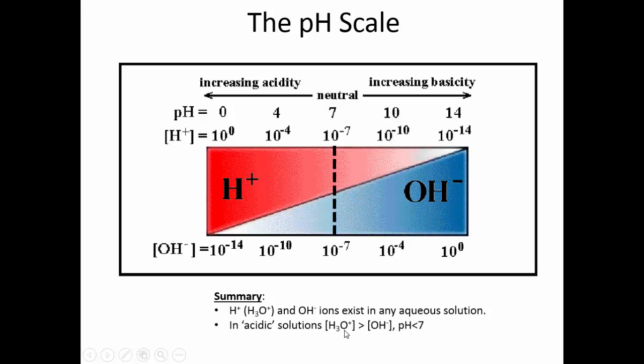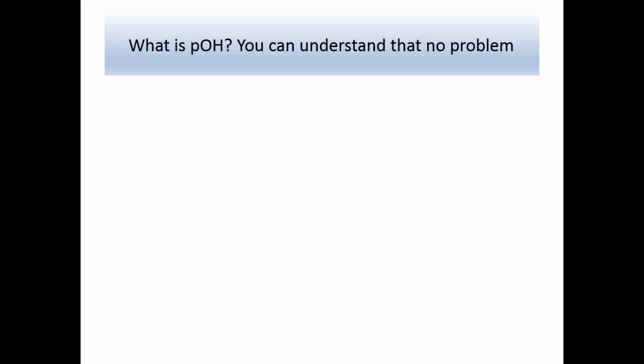So solutions in which the concentration of hydronium ions is greater than hydroxide ions and the pH is less than 7, so on this side, those solutions are called acidic solutions. And conversely, solutions in which the hydroxide ion concentration is greater than the hydronium ion concentration and the pH is greater than 7, i.e. this side of the pH scale, those solutions are called basic. So we'll just say that much about the pH scale for now, okay?